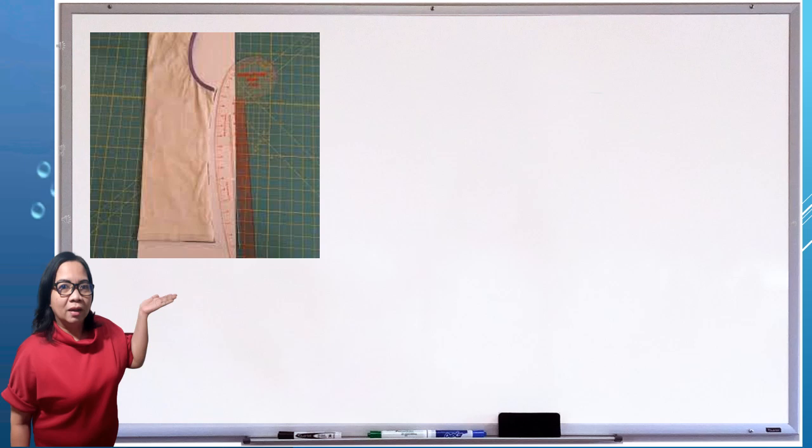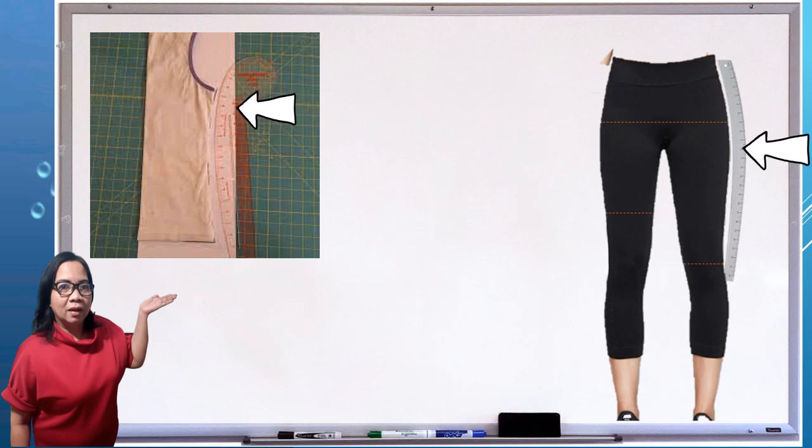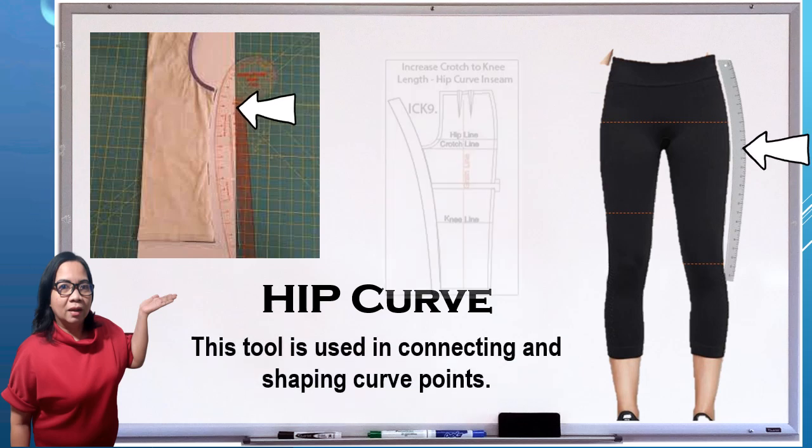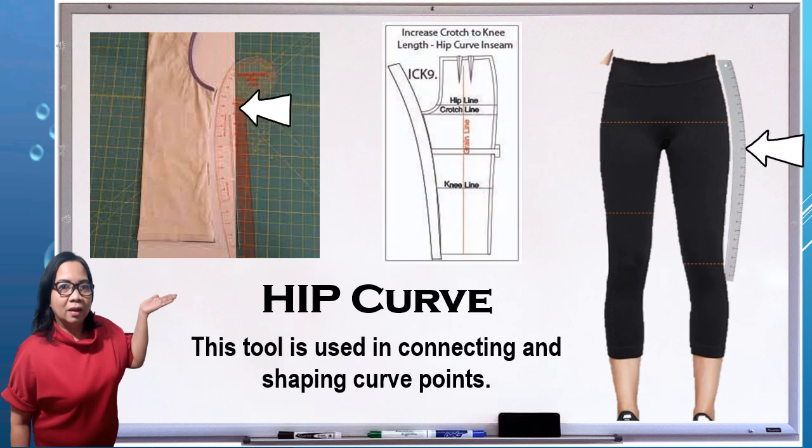Look closely at this picture. What tool can you see in the picture? This tool resembles the shape of the curve of the hip of the human body. What tool is it? Correct! This is a hip curve. This tool is used in connecting and shaping curve points.